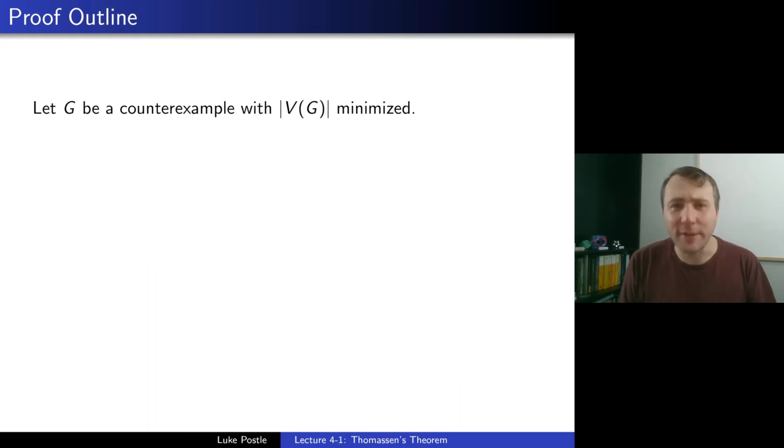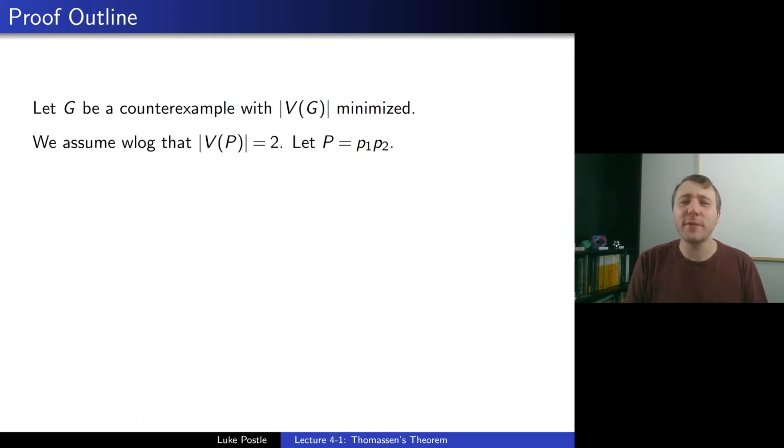So here's a proof outline. We'll let G be a counterexample with V of G minimized. So we take a minimum counterexample, pretty standard. And now what are we going to do? One thing, we're going to assume that V of P is just 2. We can just pick one of its neighbors on the cycle and pre-color it from its list, different from the current color. If there are no vertices, we can pick out 2. Let's just assume, without loss of generality, that V of P is of size 2.